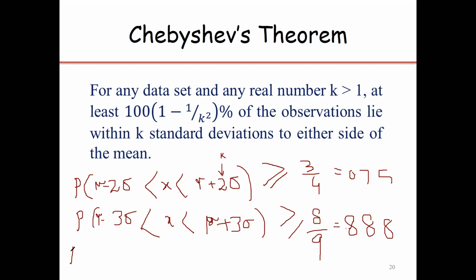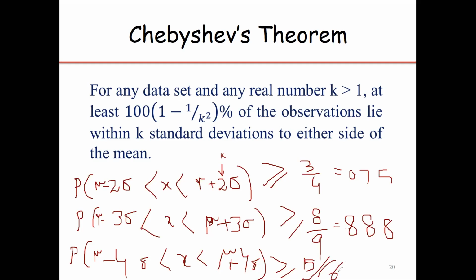If I am computing the probability between mean minus 4 sigma and mean plus 4 sigma, this will be greater than or equal to 1 minus 1 upon 4 square. This is equal to 1 minus 1 upon 16, so that is 15 upon 16. You can have the number here. So we are going closer and closer to 1, or closer and closer to all the values within my distribution.